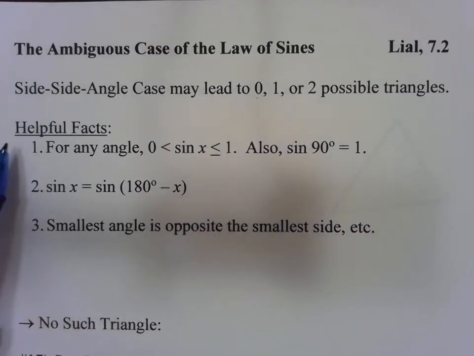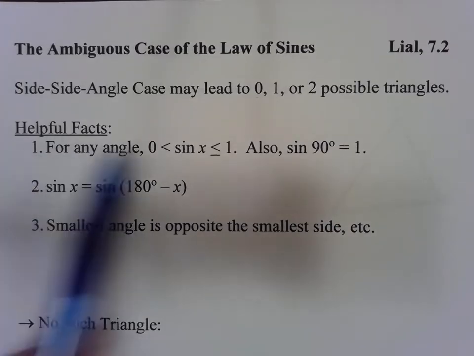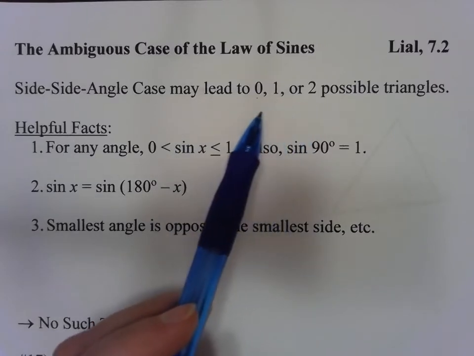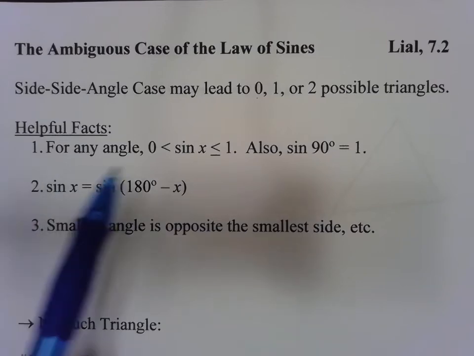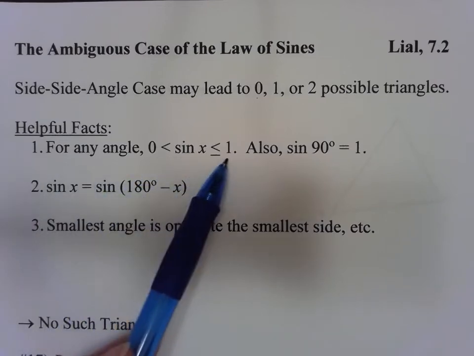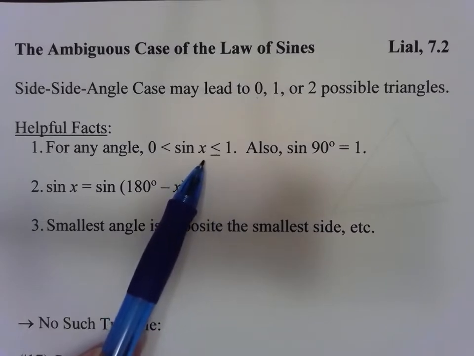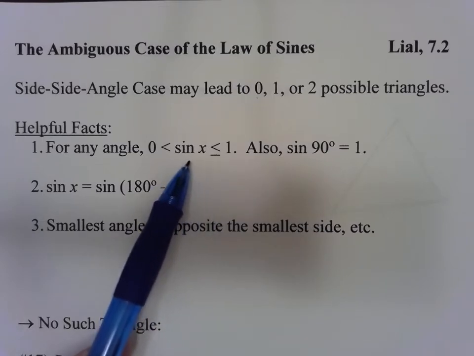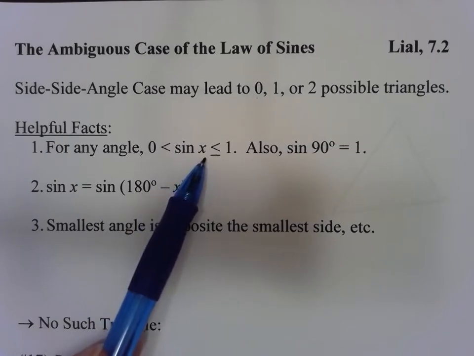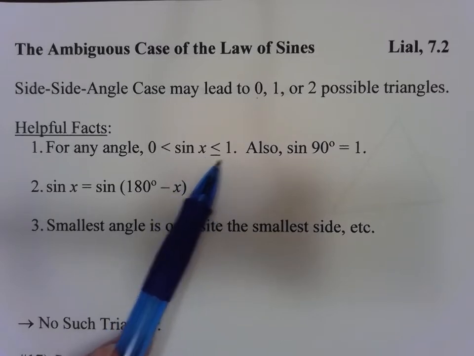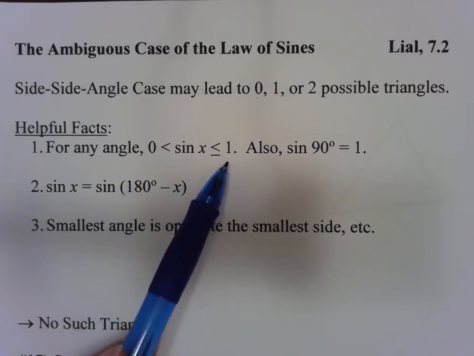These were some helpful facts listed in your book that will help us identify which of these cases is happening. So number 1, the value of the sine has to be between 0 and 1. If it's outside of this region, then we won't be able to calculate the angle with that sine value, because the function sine is only defined for an angle that gives a value between 0 and 1.